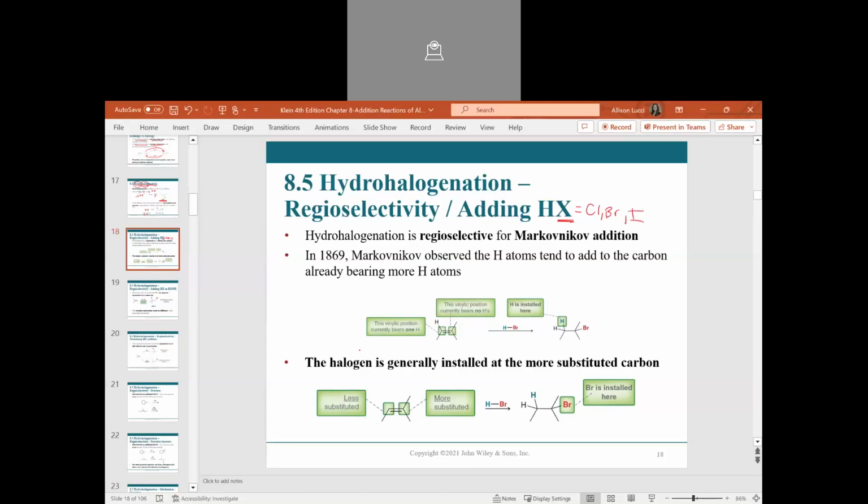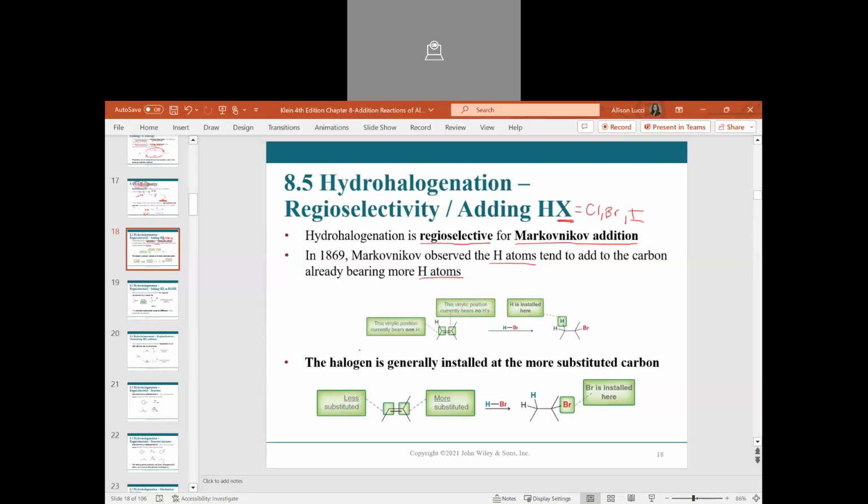So we have two vinylic positions. We have our asymmetrical alkene here, and the regioselectivity, the region that will be selected with the bromine, will be under Markovnikov addition. If you recall, Markovnikov addition has to do with the more highly substituted position gaining the bromine.